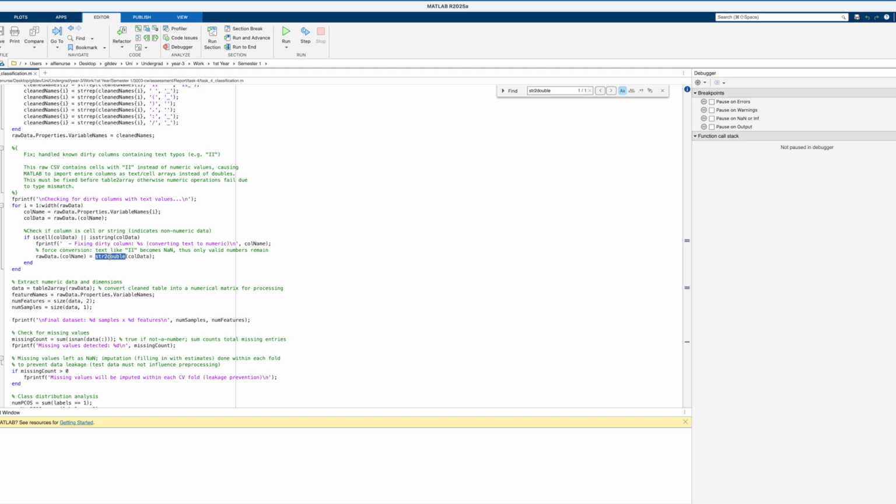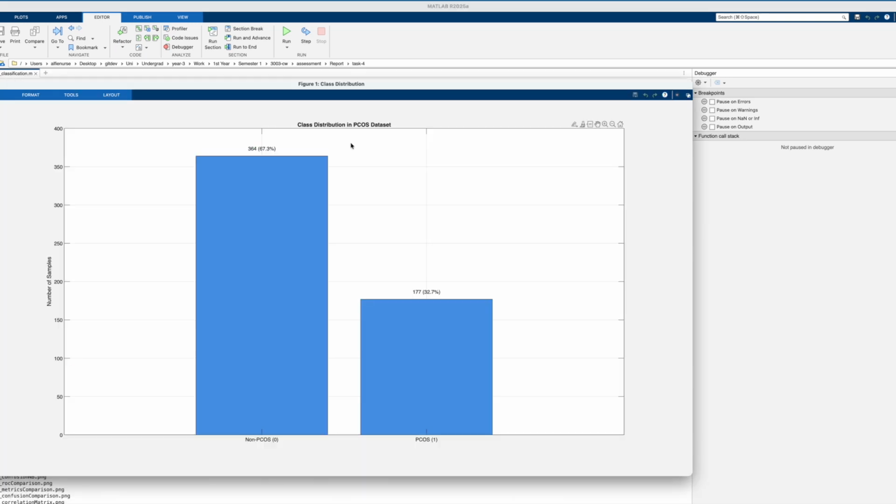So this string to double conversion forces invalid entries to become not a number, so only valid numbers remain. This class distribution shows 67.3% for non-PCOS and 32.7% for PCOS, which is roughly a 2-to-1 ratio, which is an important evaluation consideration because accuracy can be misleading in imbalanced datasets.